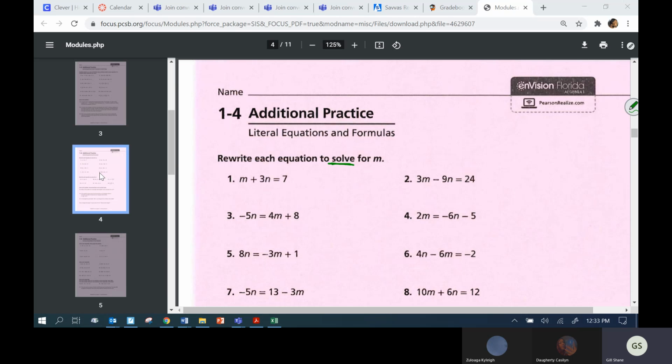So I think the first thing that throws you guys off is when it says solve, you think solving means coming up with a number. Sometimes it does. Sometimes it doesn't. This is one of those times when it doesn't. You're not going to come up with a number when it says solve. Solve just means get the variable by itself.